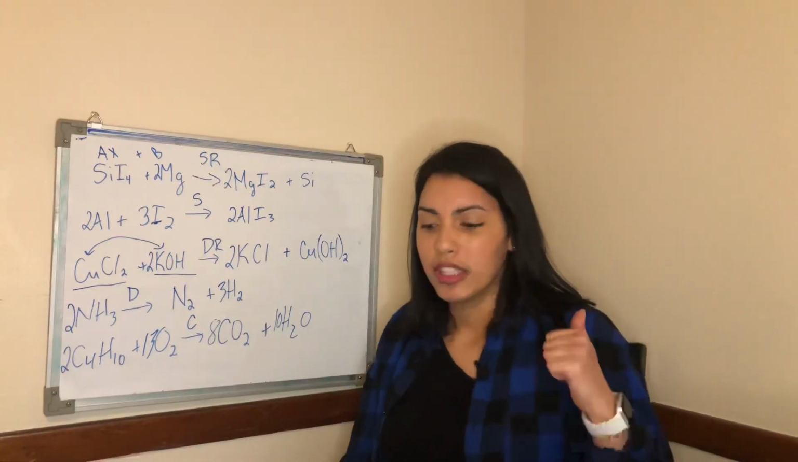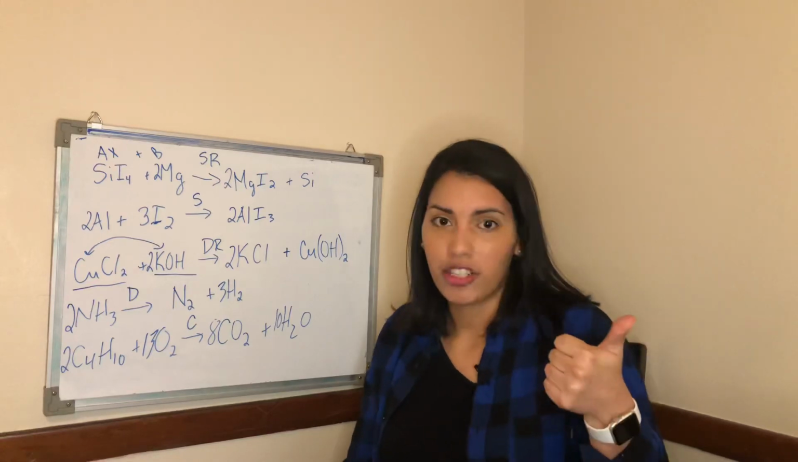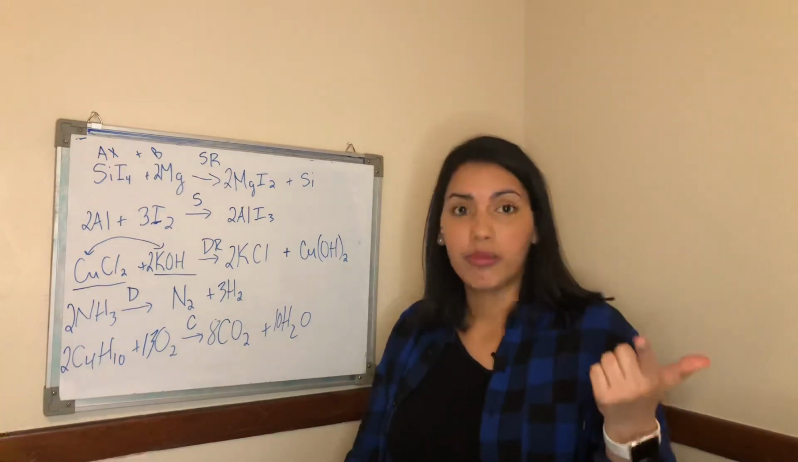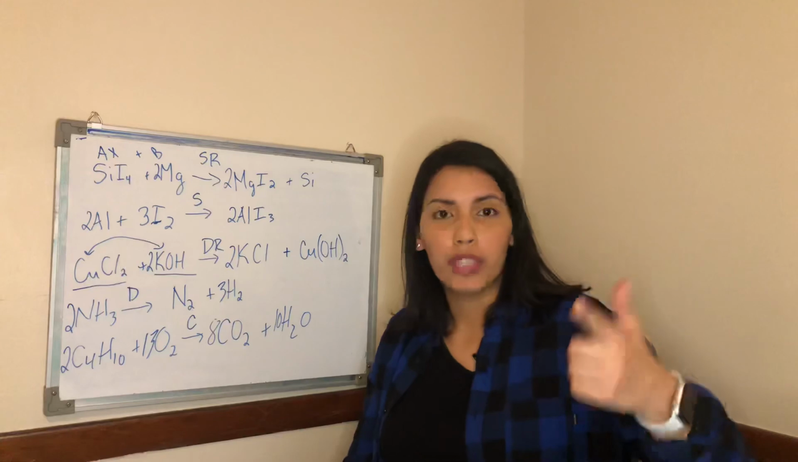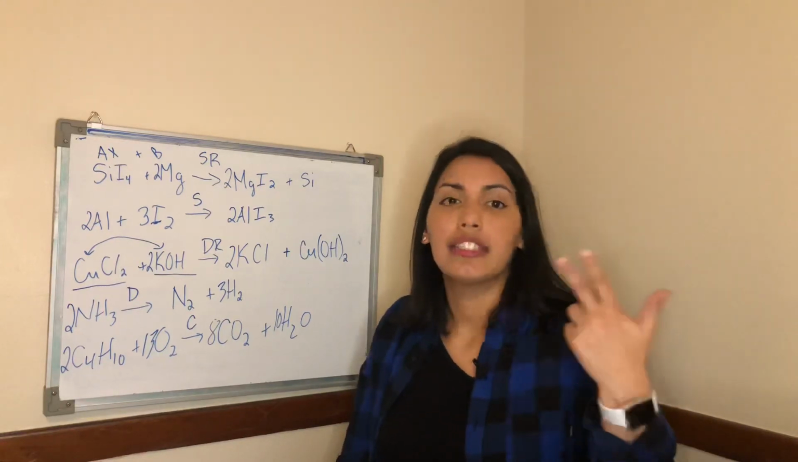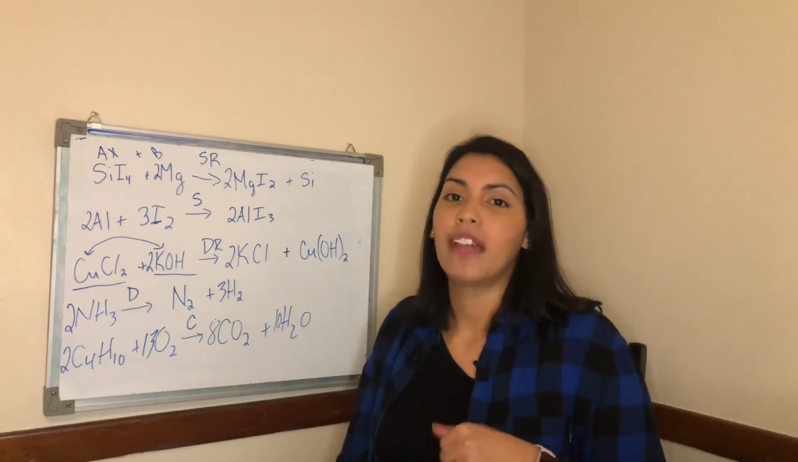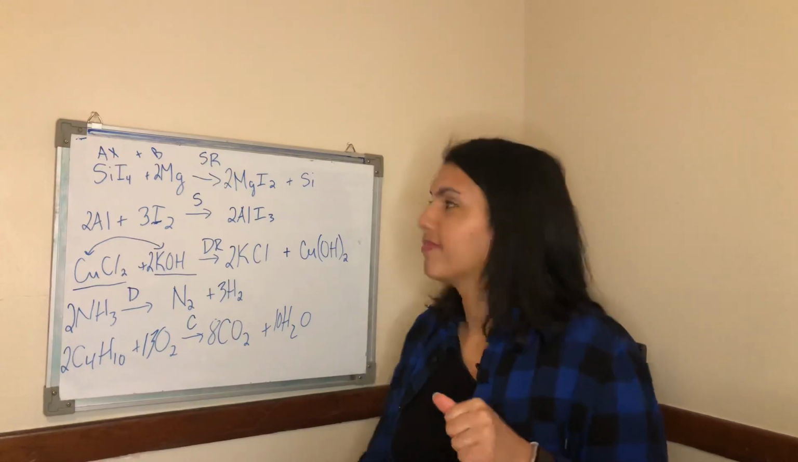Step 1, once again, is identify the type of reaction. Step 2 is predict the products, because you know what each reaction will do. And then step 3, you're not finished until you balance your equation. Okay.